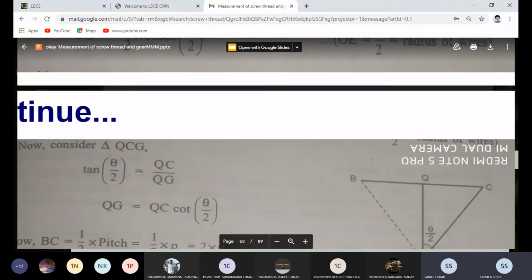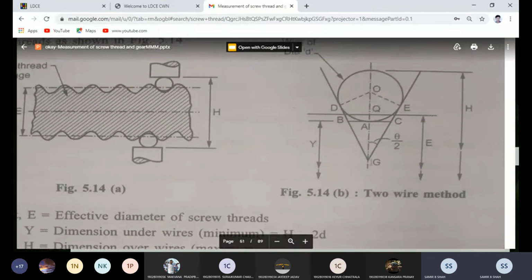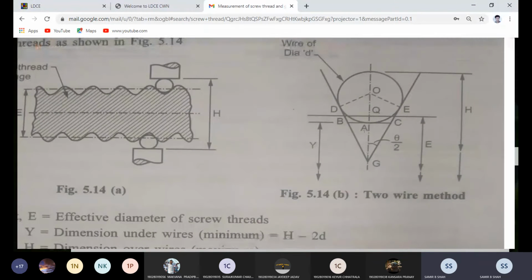Now OG is equal to, as I showed you in the figure, OG is equal to OA plus AG, right? As we know, OG is equal to OA plus AG, so if I want to find AG, then it is OG minus OA.